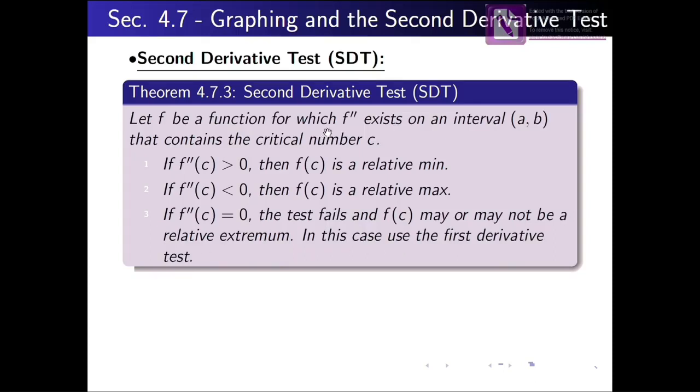So first you need to find the first derivative, then you need to find the critical number, then you find the second derivative. Then you check the second derivative at the critical number. If the second derivative at the critical number is greater than 0, then the function has a relative minimum. If it is less than 0, then the function has a relative maximum. But if you find that the second derivative at the critical number is equal to 0, you say that the second derivative test fails, and you have to return to the first derivative test.